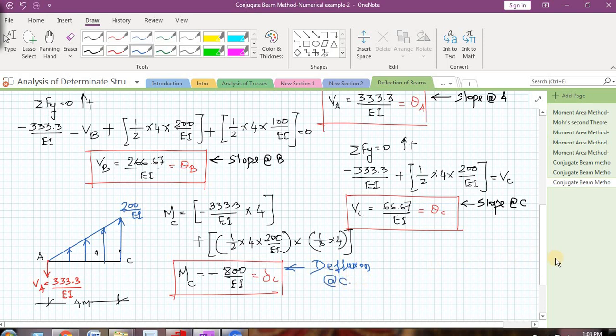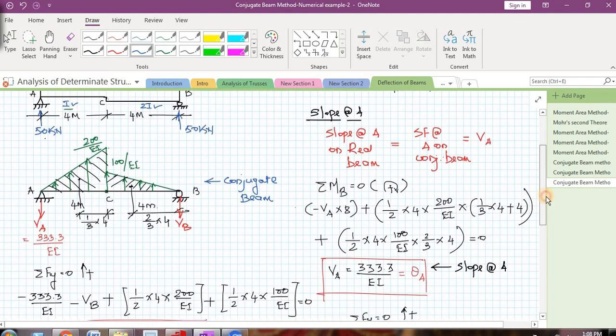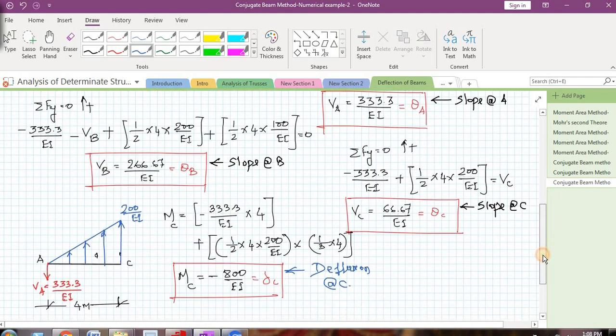So friends, this is how we can use the conjugate beam method when it is a non-prismatic member and find out the slope and deflection at any point on the beam.